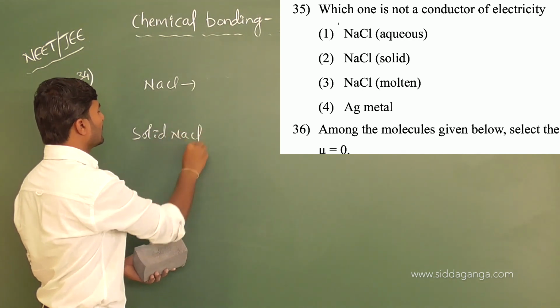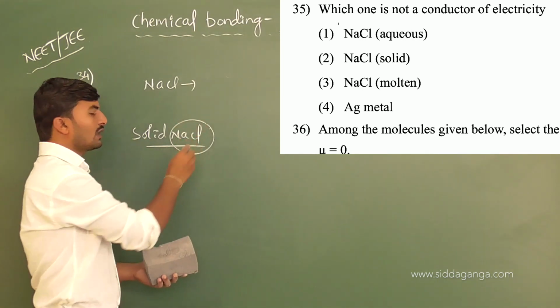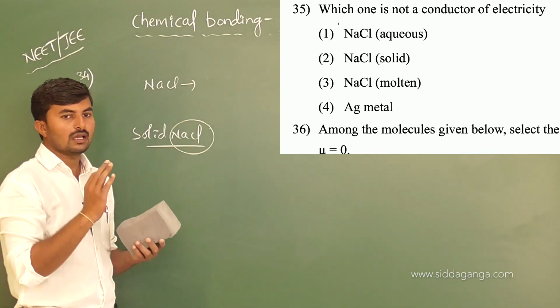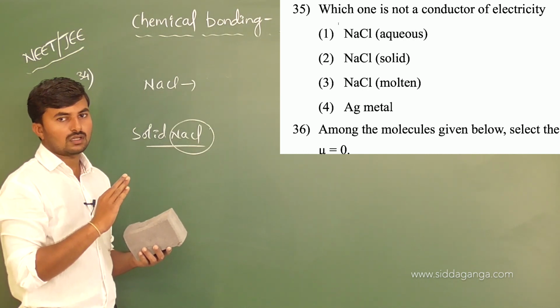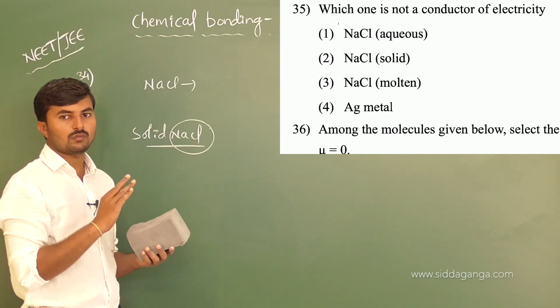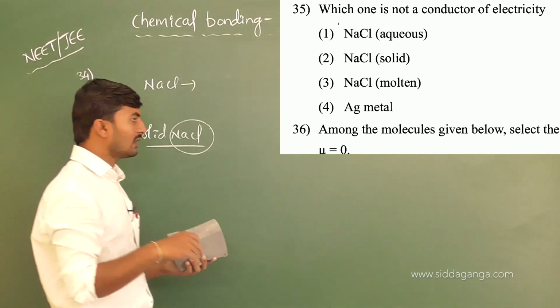The reason for this, as I have already given here, is that solid NaCl does not have any free ions to conduct electricity. Which is the correct option here? For the 35th question, the second option is correct, that is NaCl in solid form, which acts as a bad conductor of electricity.